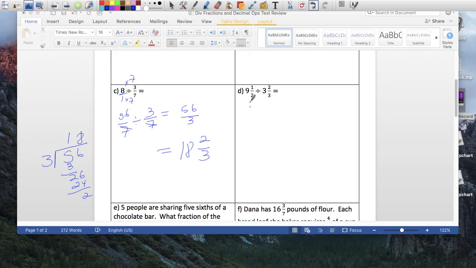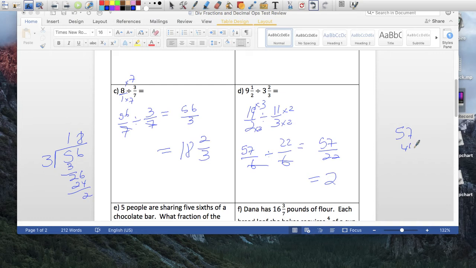Here I'm going to change both of them to improper. 2 times 9 is 18, plus 1, 19/2, divided by 3 and 3 is 9, 11/3. The LCM is 6. Times 3 here, so times 3 on the top gives us 57. Times 2 here, times 2 on the top gives us 22. Cross and cross, so you get 57/22, which as a mixed number, you'll go 2 times, which is 44, and 57 minus 44 is 13. 13 left over 22.